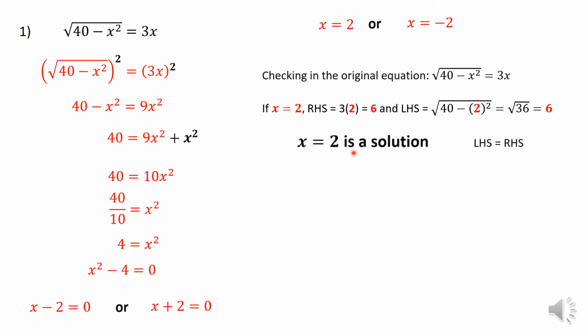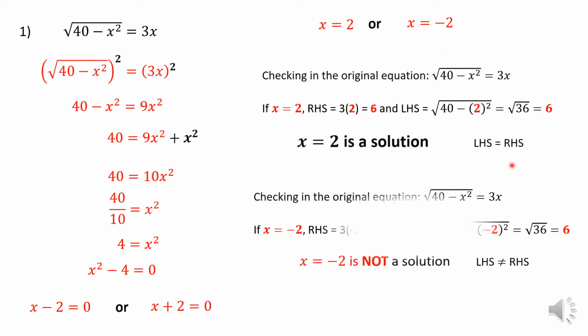Right, so x equals 2 is definitely a solution because what you put in the left for x is going to give you the same as what you put on the right. So the left-hand side is equal to the right-hand side. So you need to do the same for x equals negative 2. So I have done that.